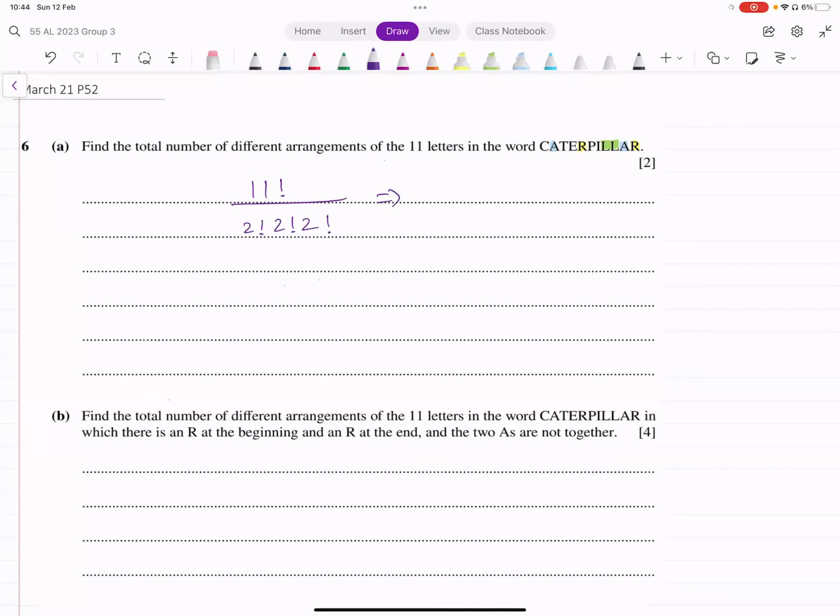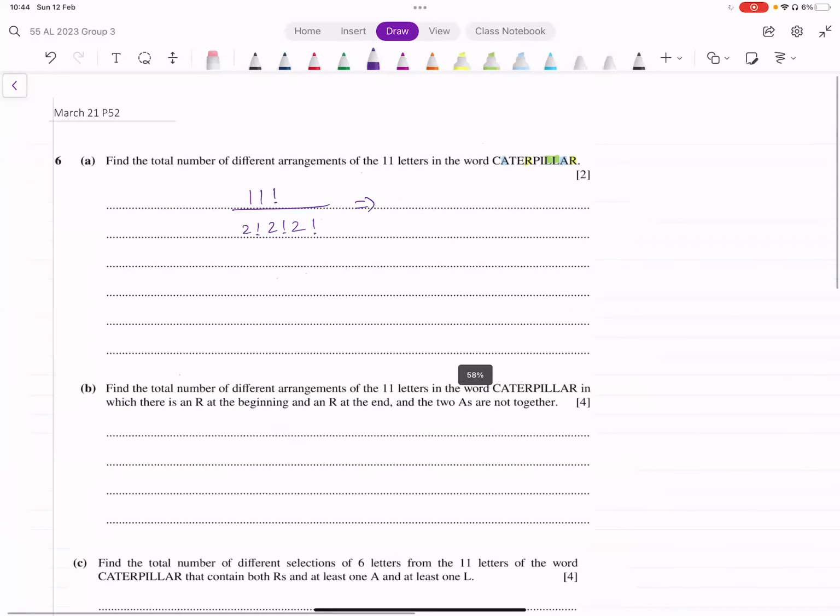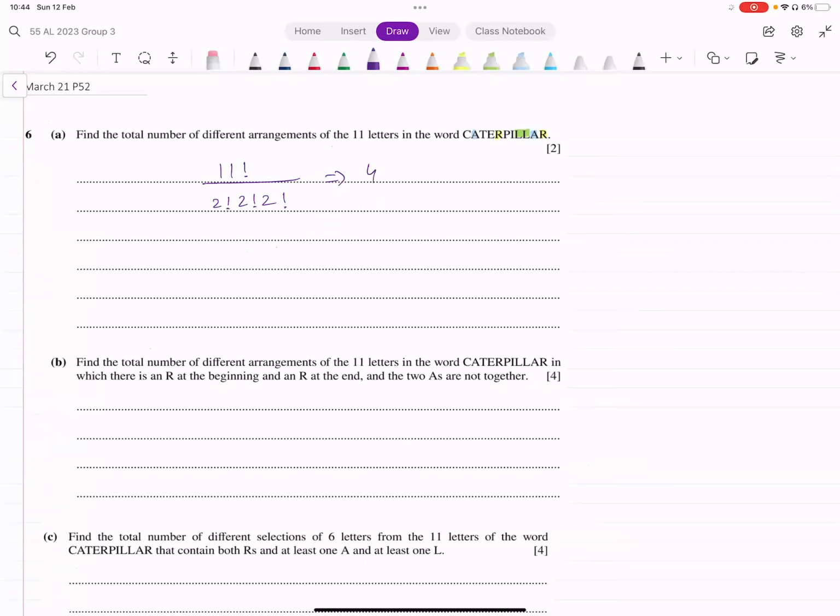What's this? 4, 9, 8, 9, 600. Okay. 4, 9, 8, 9, 600. That's the number of arrangements that we get in the first part.